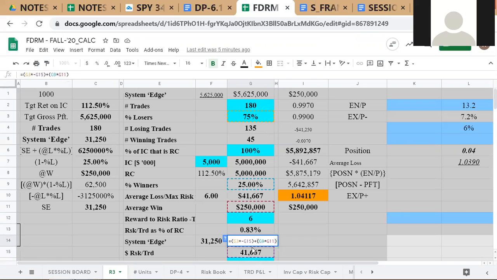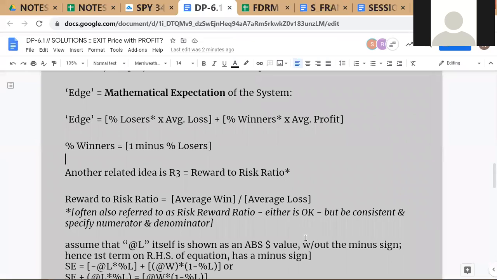So minus G15 into G3, where G3 is your percentage losers, and here you have taken 25%. This 25 has come as 1 minus percentage losers, which is percentage winners. So percentage winners into average win. We'll come to where we got this average win, but in this system calculation we have an average win of 250,000. That gives you a system edge of 31.25K. That's your calculation, nothing but the application of this formula.